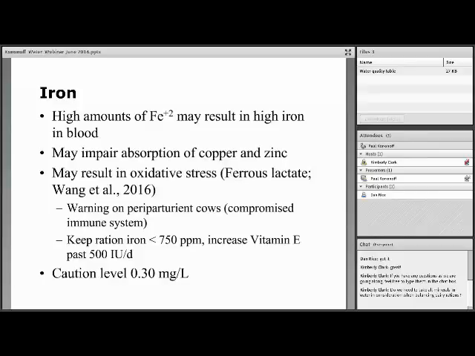These are some general recommendations: try to keep iron below 500 parts per million, and if you've got high iron, perhaps increase vitamin E in the diets. But you've got to be very careful on some of these recommendations. I should mention that is ration iron concentration, but the caution level for water iron is probably around 0.3 milligrams per liter, okay? So iron in the water certainly can cause some challenges for animals with compromised immune systems.